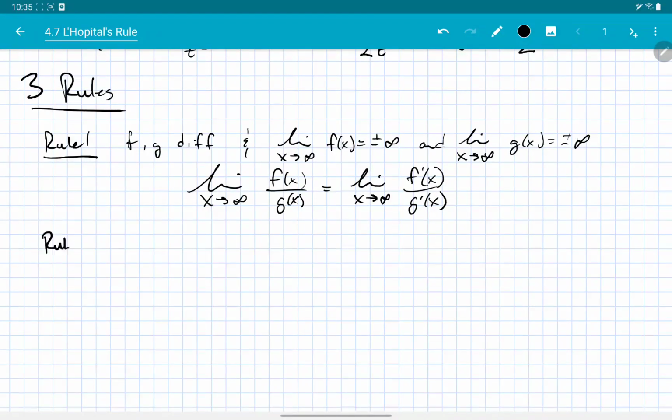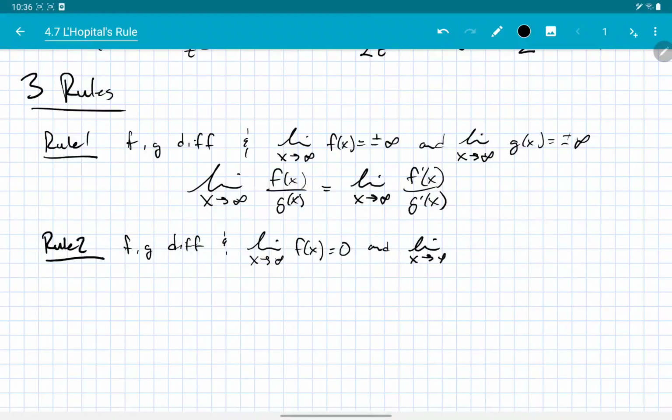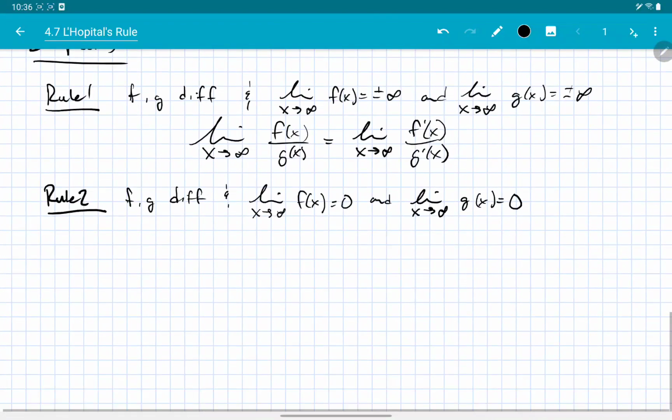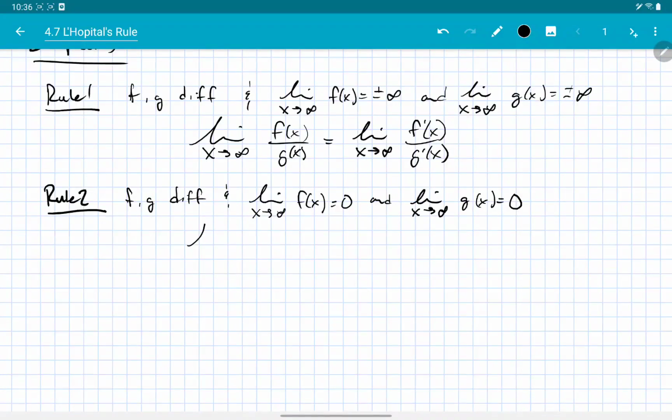Rule 2. Again, we have f and g are differentiable functions, and here the limit as x approaches infinity of f of x is 0, and the limit as x approaches infinity of g of x is 0. So if they both have 0 limits at infinity, then you can also apply L'Hopital's rule. The same conclusion.